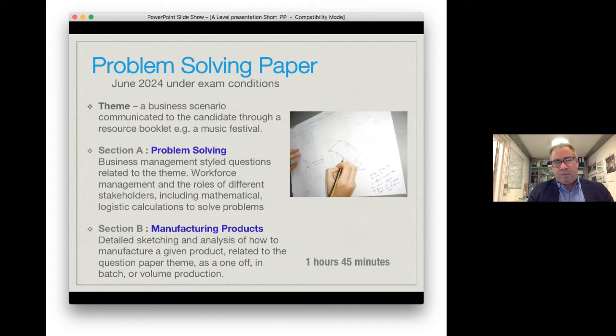But it's based on problem solving, and we'll take you through that, make sure you are totally well versed in business matters and how you take your design skills into that sort of scenario.